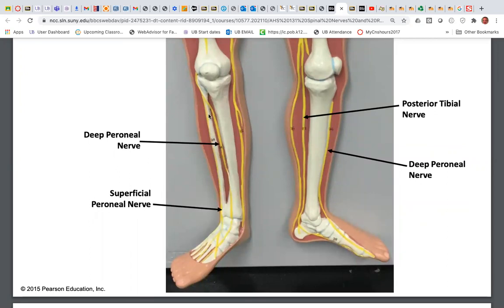And that too comes off the common peroneal. So right here is the common peroneal. Anything with the word common in it tells us it's going to divide. It divides into a deep peroneal, which goes to the front of the leg and all of the muscles on top of the foot. Those are dorsiflexors of the foot. And a superficial peroneal, which is sensory. When you sit with your legs crossed, your foot goes numb. That's because of the superficial peroneal nerve getting compressed.